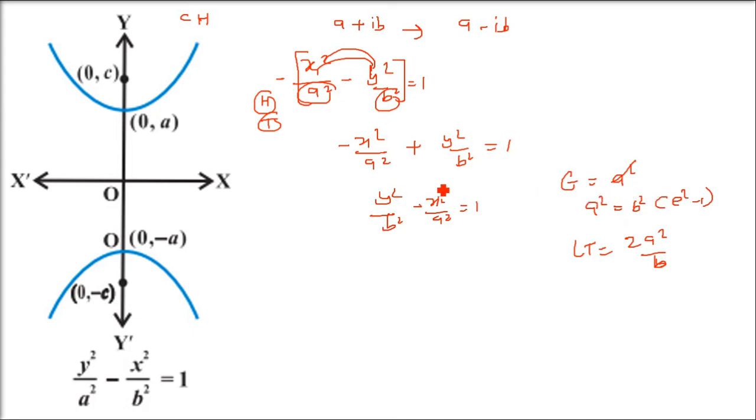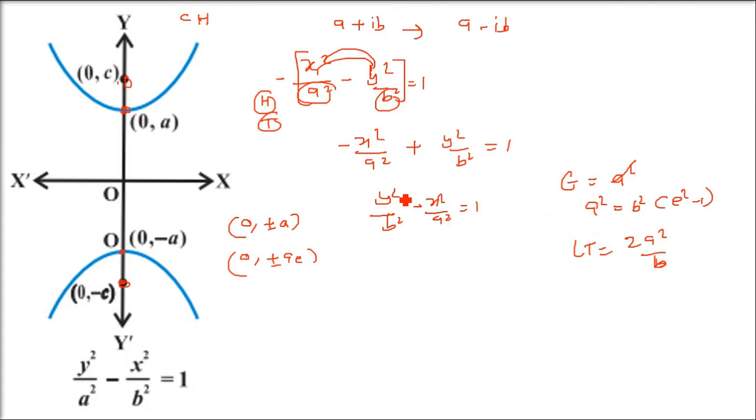Other things I already told you when we discussed earlier. Like the vertices here are again 0 comma plus minus a, because it is on the y-axis, so x remains 0, y is plus minus a. How about the foci? It's 0 comma plus minus ae. And eccentricity I already told you, latus rectum we have done, and this is the equation you need to keep in your mind.